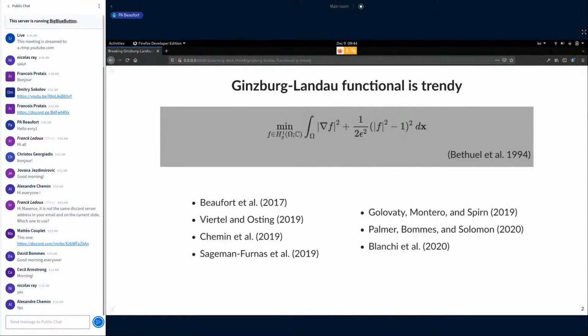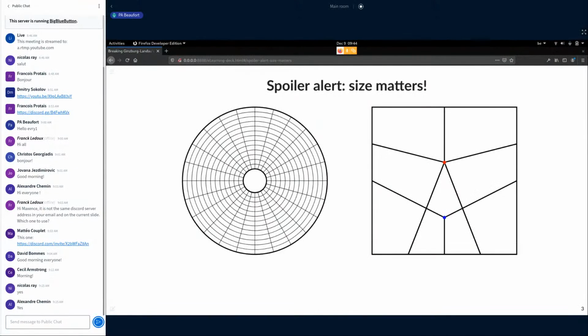But before giving you the Ginzburg-Landau secrets, I have to warn you that size matters for crossfields. So we will see how it is related to Ginzburg-Landau theory. But before giving you the details, I just want to give you a feeling about it with those two pictures.